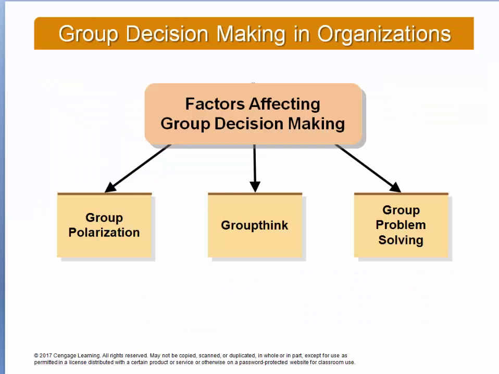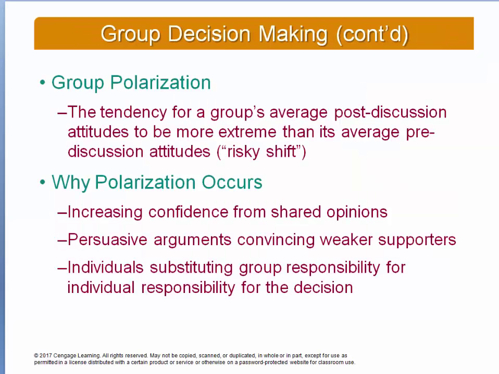All right, other factors affecting group decision making are things like polarization, groupthink, and group problem solving. We'll talk about those a little bit. So group polarization is the tendency for a group's average post-discussion attitudes to be more extreme than pre-discussion. So you sort of have, I'm 60% this way and 40% that way. The other person's 60%, 40%, and so forth.